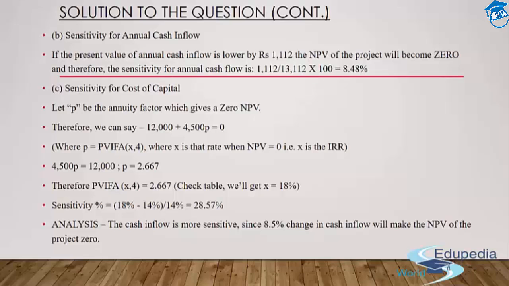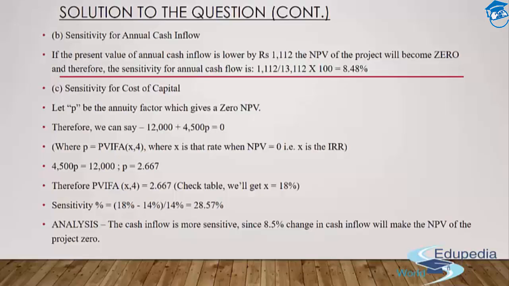Next comes the last one, which is the sensitivity of the cost of capital. What if I change my cost of capital? Then, simple: at what cost of capital is my NPV gonna be 0? My project cost is 12,000 rupees. That is my cash outflow. I'll be getting 4,500 rupees each year. Now to divide it, I'll get a present value index of 2.667.